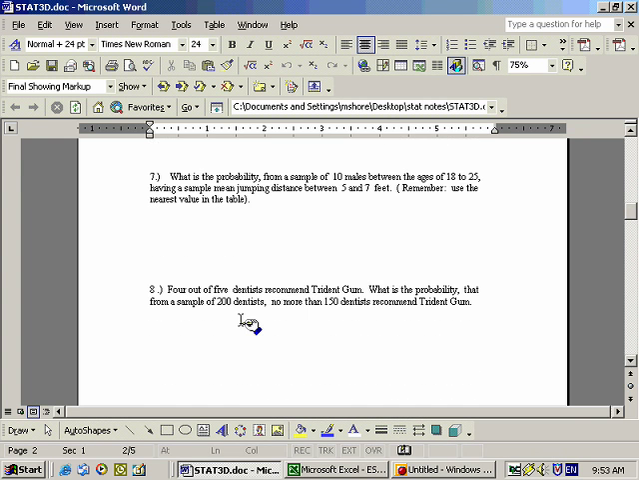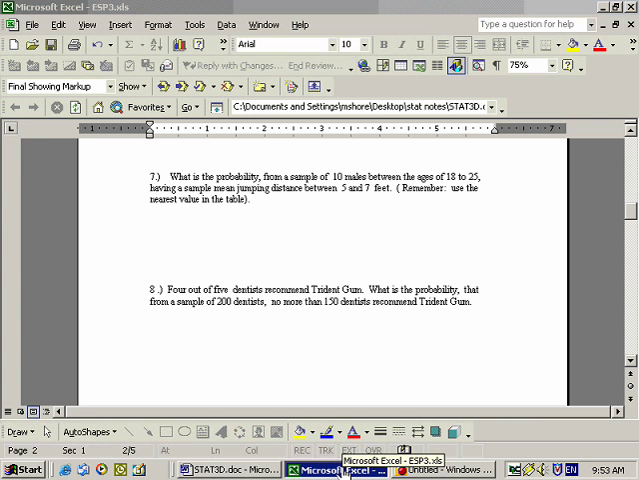It's giving you a probability, 4 out of 5 or 80% of dentists recommend Trident gum. What is the probability from a sample of 200, that's your N, that no more than 150 dentists will recommend Trident gum? So your lower number of successes is 0 and your upper is 150.